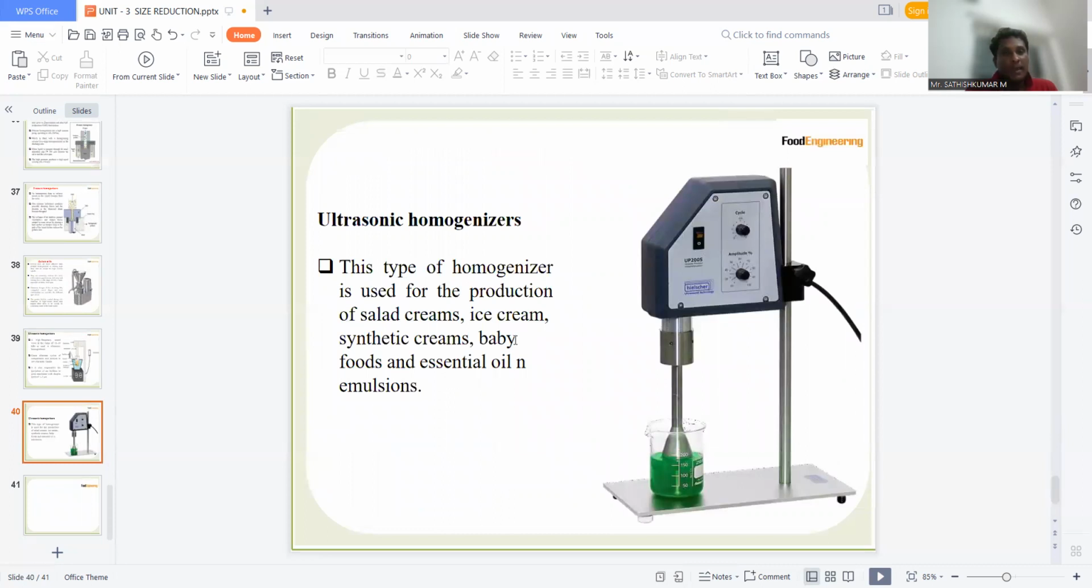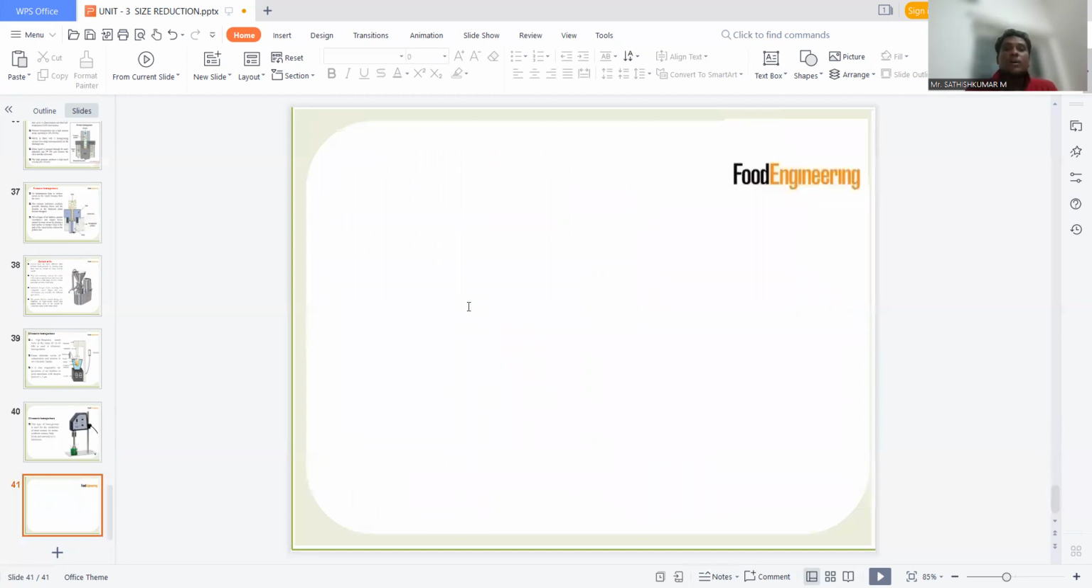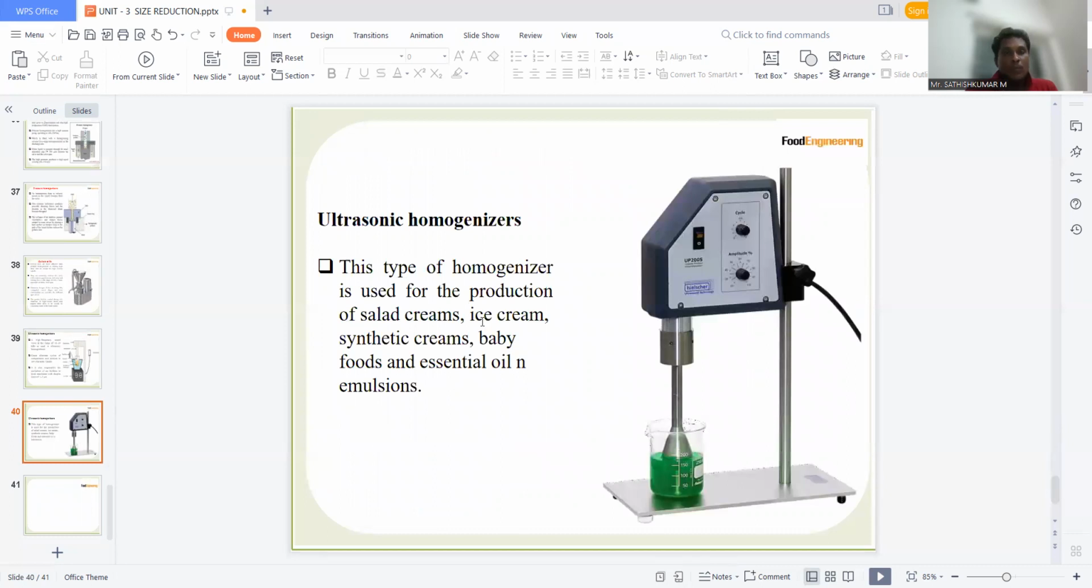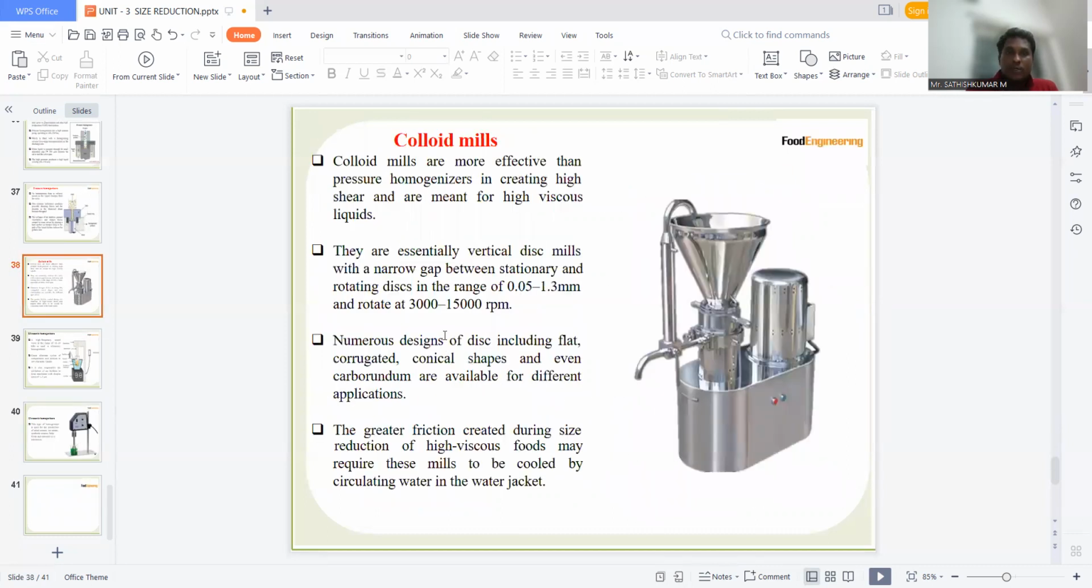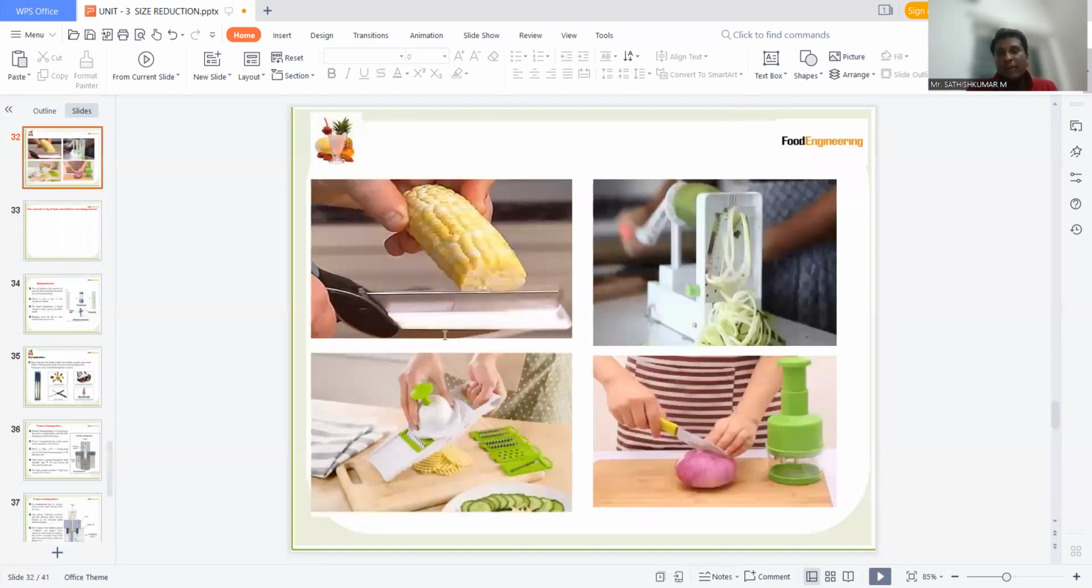Okay, these are all the basic introduction about size reduction and size reduction equipments. I hope you have gained basic knowledge about size reduction equipments used in food industries.